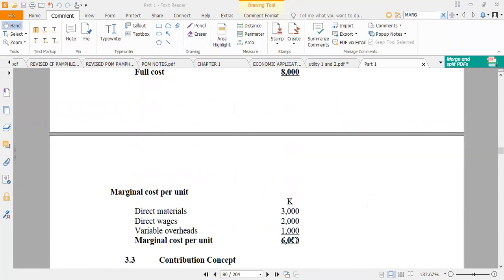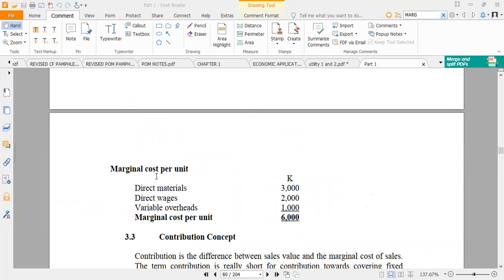Now, for the marginal costing, we only concentrate on the variable costs: direct materials of 3,000, direct wages of 2,000, variable overheads of 1,000, making a marginal cost per unit of 6,000. That is what we have. So from here, we are able to find the profit per unit for marginal costing.